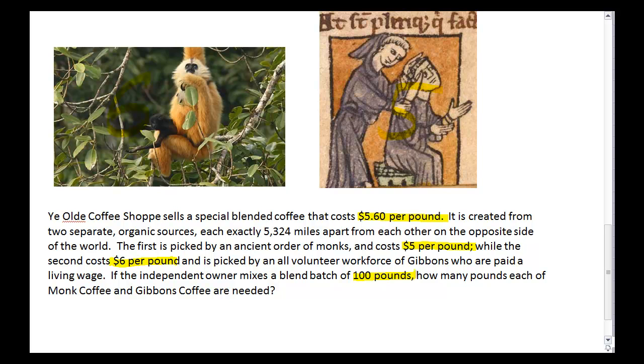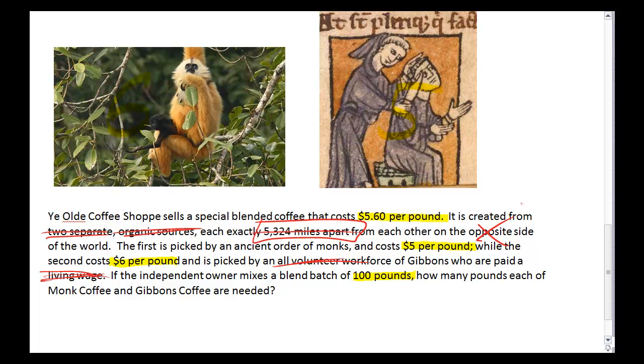So this word problem illustrates very well what was mentioned in one of the sections of Chapter 1. You have to go through a process. First of all, notice that I started highlighting some things that I thought were key numbers. Notice some things I didn't highlight. This right here has nothing to do with what we're asking. The fact that they're separate sources doesn't matter. They're organic doesn't matter. It doesn't even matter particularly that monks or Gibbons pick it. I mean, they're all volunteer, but really, who cares? They're paid a living wage, that's great, but we're not here to discuss the politics of the situation, and I don't even care about opposite side of the world.